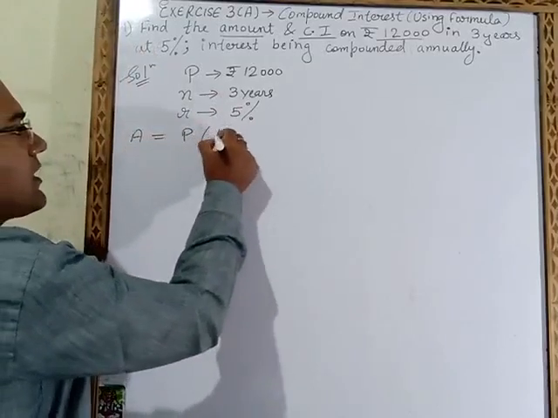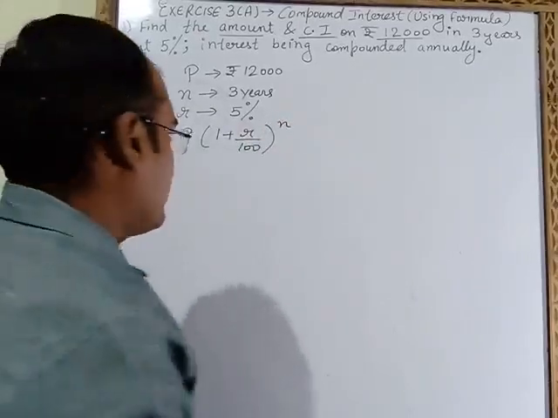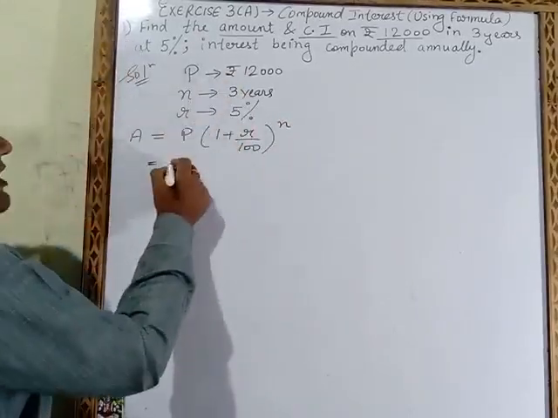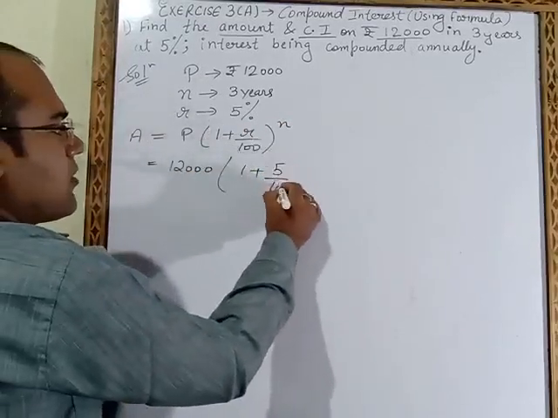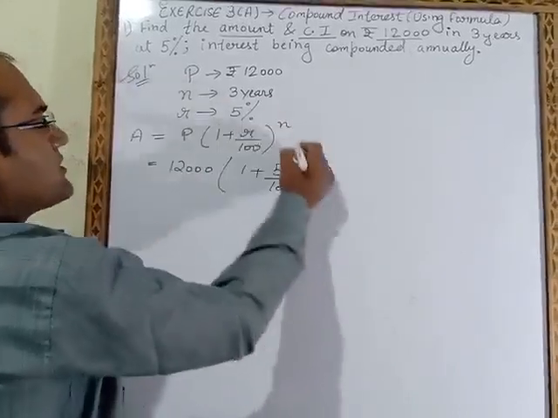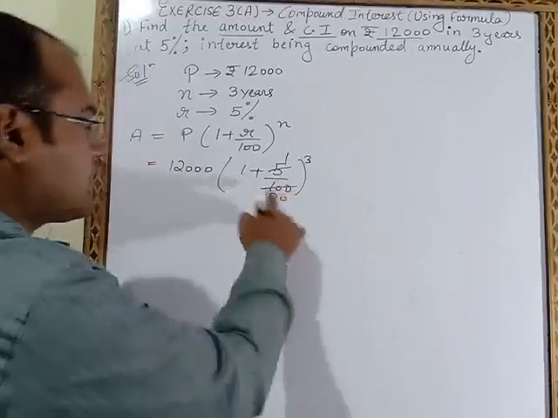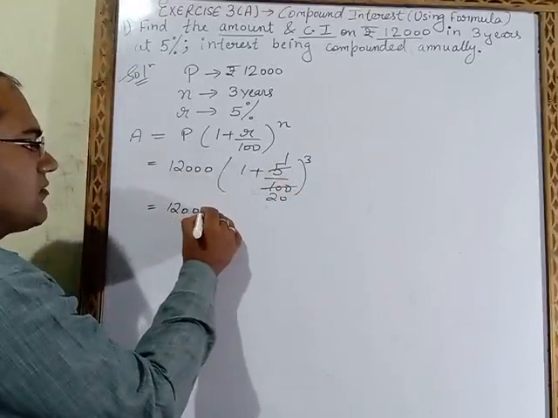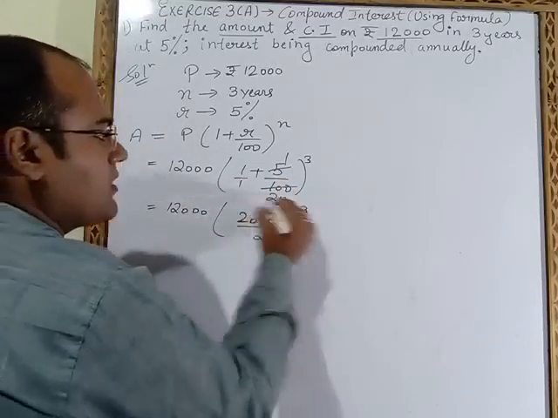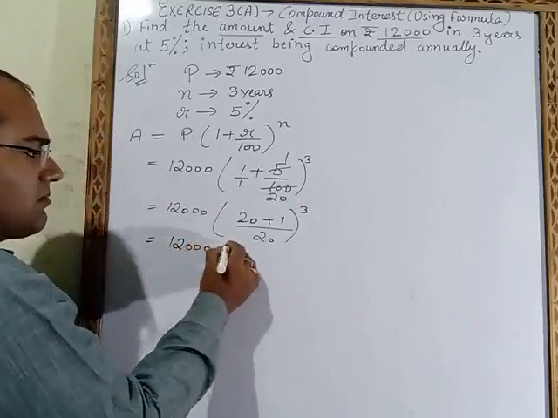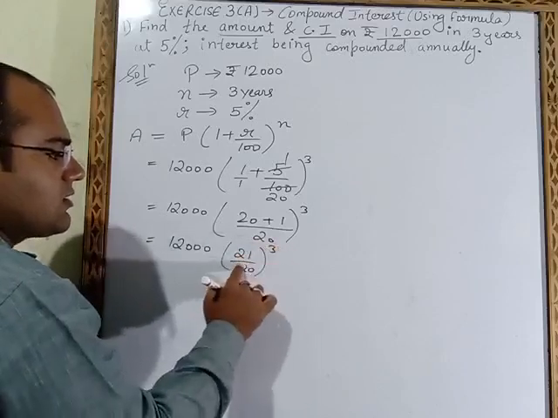Amount is equal to P bracket 1 plus R upon 100 power n. This is the formula for amount. Now instead of P we will take the value 12,000, bracket 1 plus rate 5 upon 100, power n. n means 3 years. 5 ones are 5, 5 twenties are 100. Now after taking LCM, we will get 20 plus 1, whole power 3. Now 12,000 times bracket 21 upon 20 whole power 3.